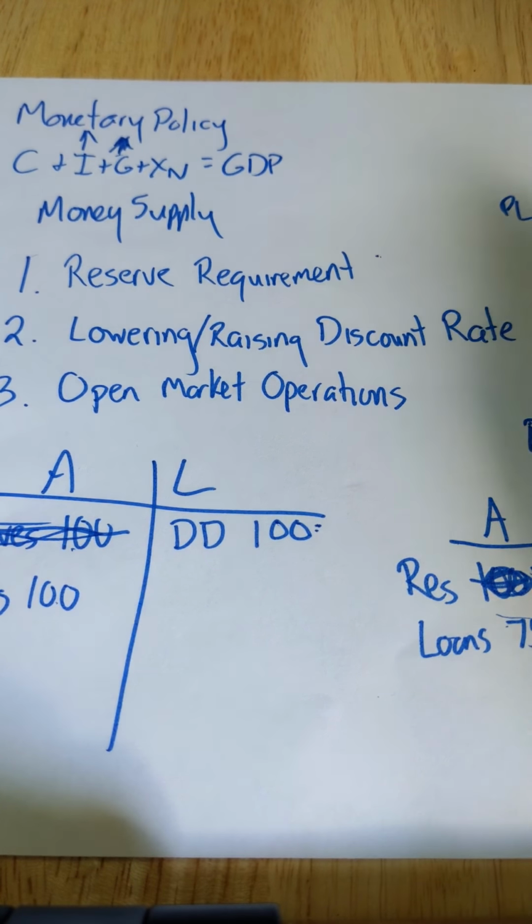And then the third is open market operations. That's buying and selling of bonds. We'll get to that in a different video. All right, so that's that for this one.